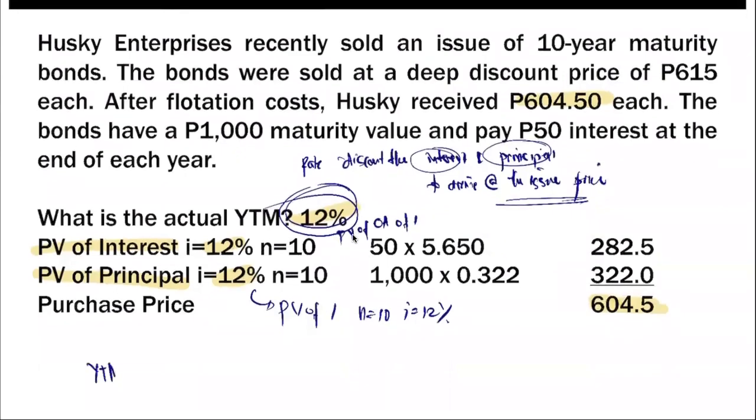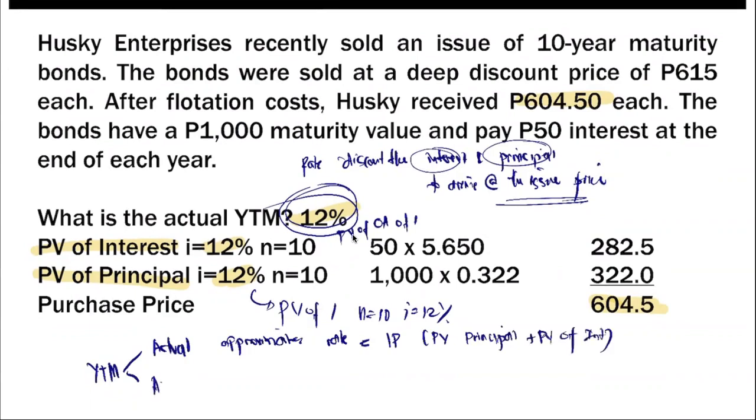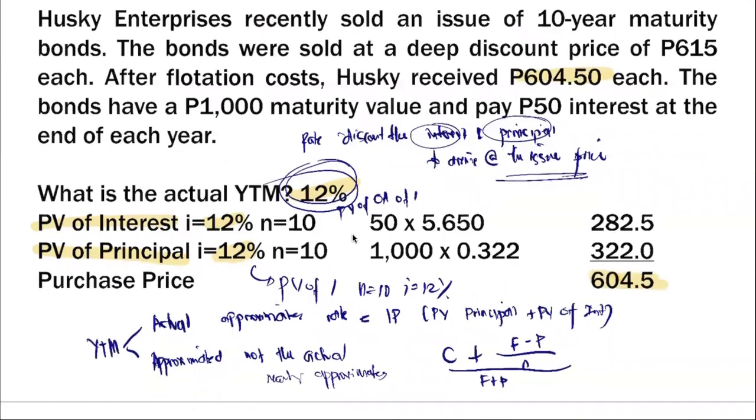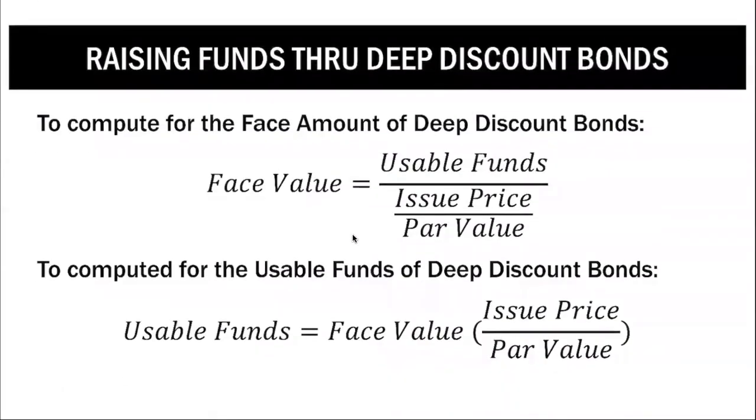Okay, so yield to maturity, what we learned, we have two types of yields. We have your actual yield, which is the rate which equalizes the amount of your issue price after getting the PV of principal and PV of interest. And we also have your approximated YTM, which is not the actual, but it nearly approximates the amount of our yield to maturity. So this is coupon plus face less price divided by N, divided by face plus price divided by 2. Okay? YTM.